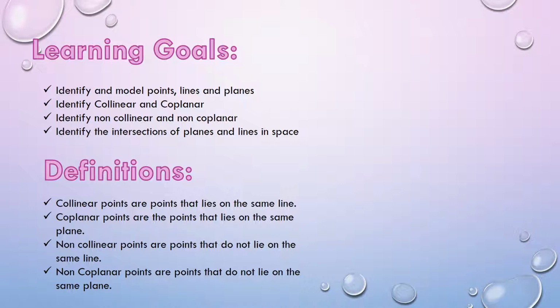Collinear points are points that lie on the same line. Coplanar points are points that lie on the same plane. Non-collinear points are points that do not lie on the same line. Non-coplanar points are points that do not lie on the same plane.